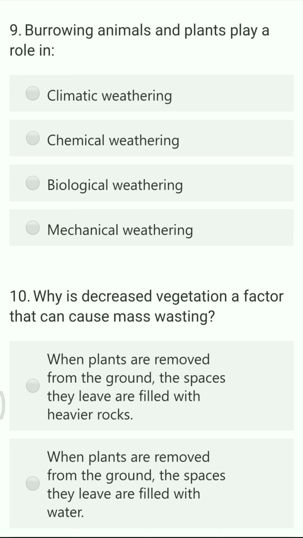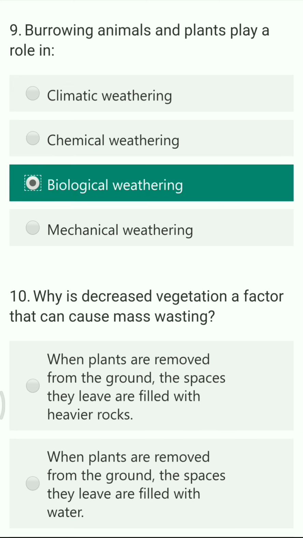Next: burrowing animals and plants play an important role in what? The options are climatic weathering, chemical weathering, biological weathering, and mechanical weathering. It is very clear that living organisms like burrowing animals and plants come under biological weathering.